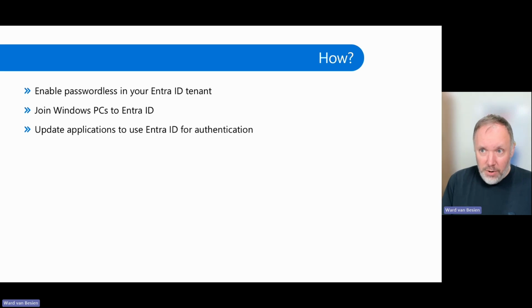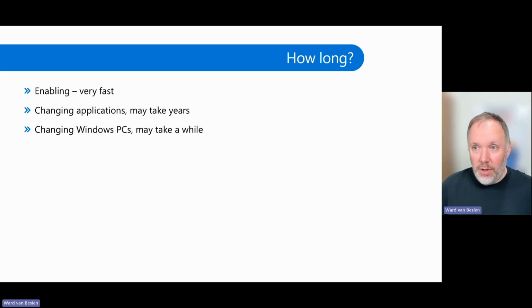So this is for a lot of organizations. If you have a lot of applications, it may take a bit of time. So when we ask how long does all this take? Well, enabling it is very, very quick. Moving applications, depending on how many you have, could take quite a long time. We see large enterprises that take years to do this. Smaller companies, if you have 20 applications, you're done in a month, right? So you want to make sure that your applications are relying on Entra ID for authentication. If they do that, they'll be able to work passwordless.